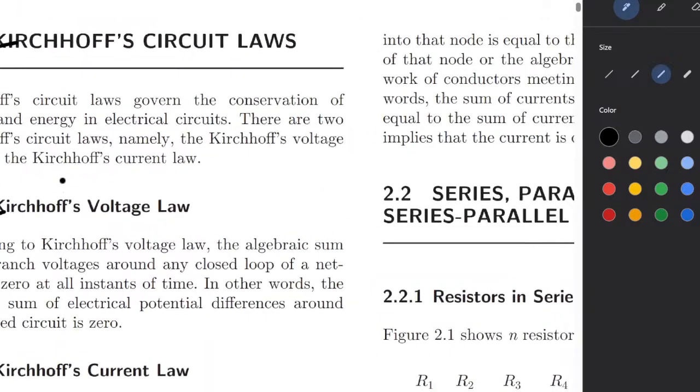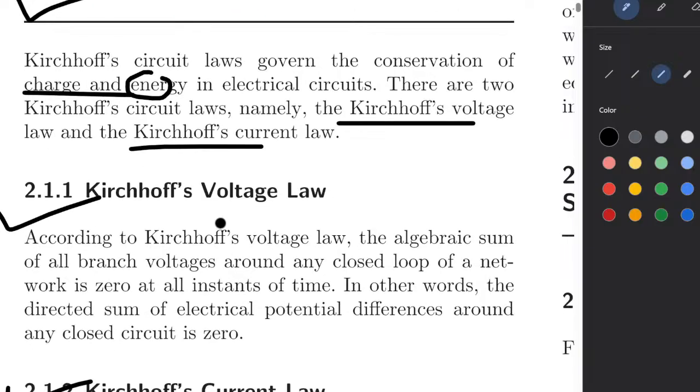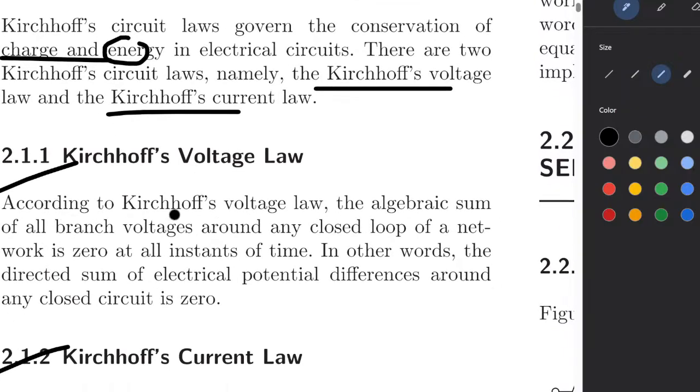In the Kirchhoff circuit law, we can govern the conservation of the charge and energy in an electrical system. There are two Kirchhoff laws, basically known as Kirchhoff voltage law and Kirchhoff current law. According to the voltage law, the algebraic sum of all branch voltages across any closed loop of a network is zero, at any instant of time.